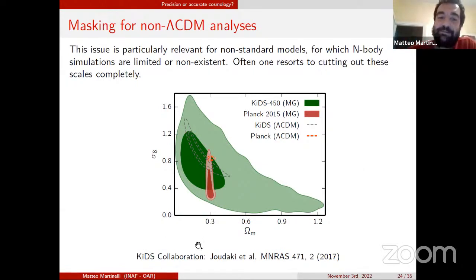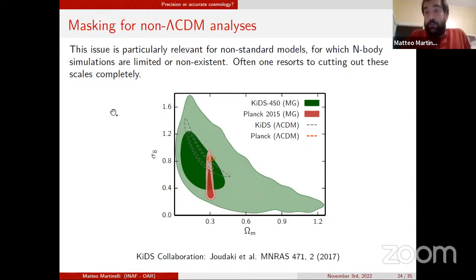Because, for example, in this paper from the KiDS collaboration, you can see that throwing away the nonlinear information with a lensing survey to do modified gravity basically moves you from these dashed contours that you see here to this giant blob that basically tells you anything. Basically, you don't constrain much.